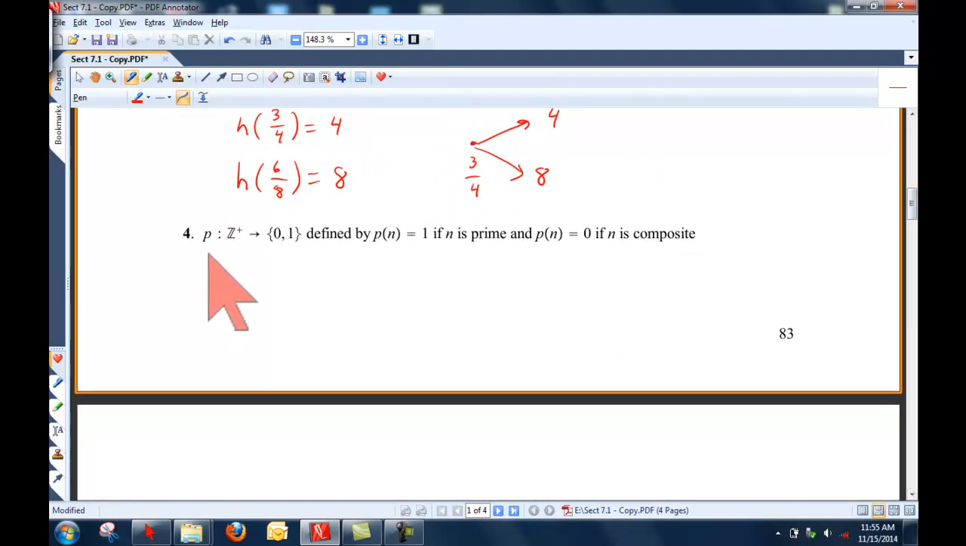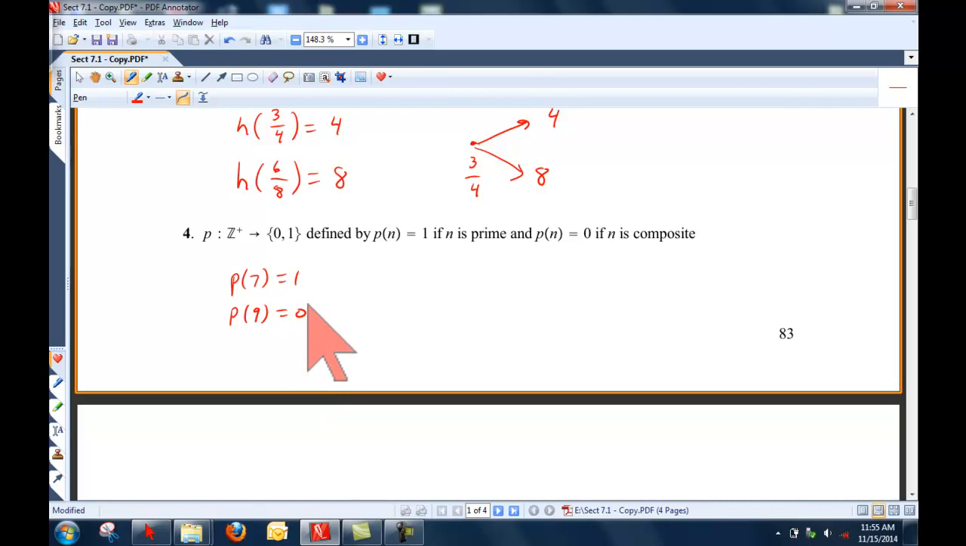How about a proposed function called p, that goes from the positive integers to the set {0, 1}, defined by p of an integer is 1 if the integer is prime, p of the integer is 0 if the integer is composite. P stands for prime, actually, so this is like a prime checker or a prime indicator. P of all the primes is supposed to be 1, P of all the non-primes is supposed to be 0. So P(7) = 1 because 7 is prime, but P(9) = 0 because 9 is not prime.